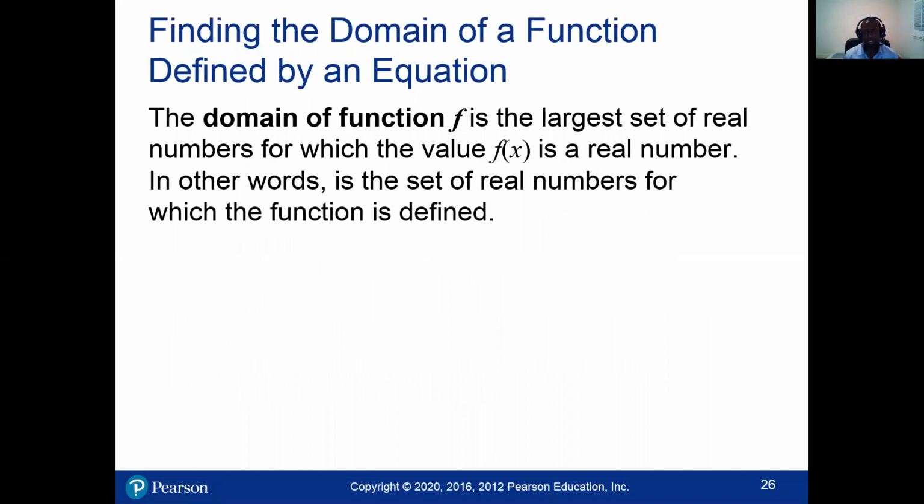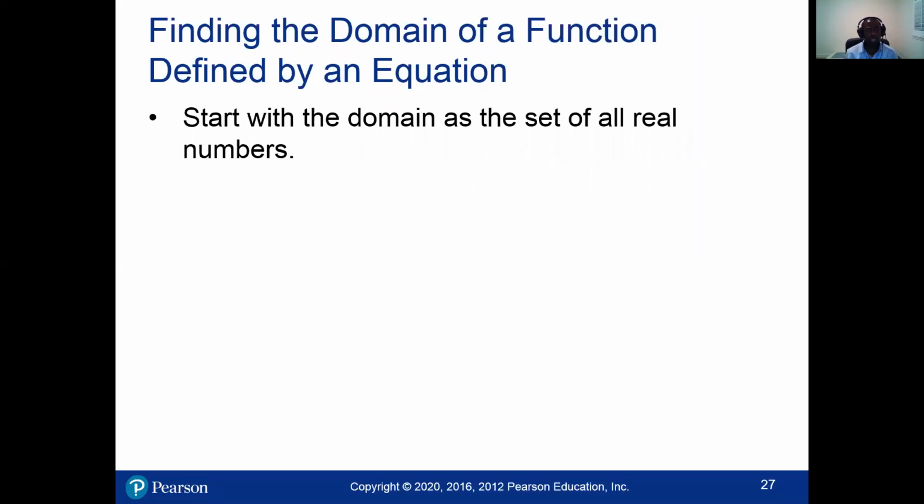The domain of a function f is the largest set of real numbers for which that function is a real number. So if you get an imaginary number, or what we sometimes call a complex number, it doesn't include that. It includes only real numbers. In other words, it is the set of real numbers for which the function is defined. To find the domain of any function from an equation, you always start with the domain as the set of all real numbers.